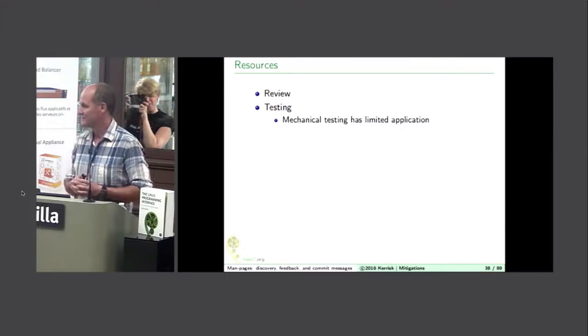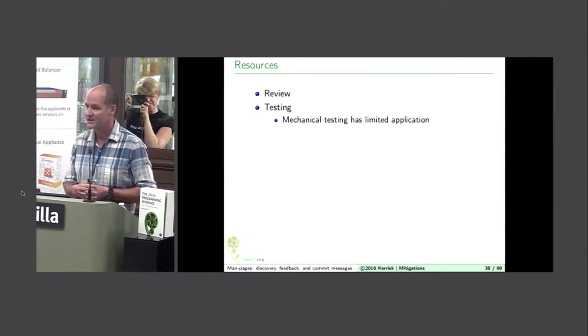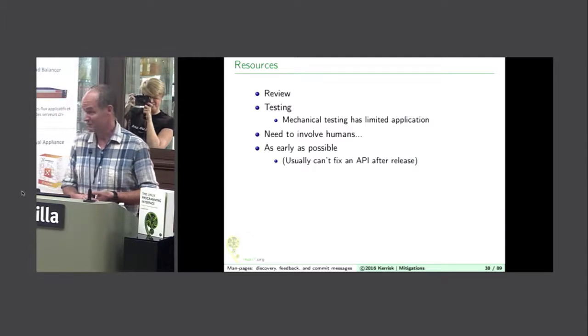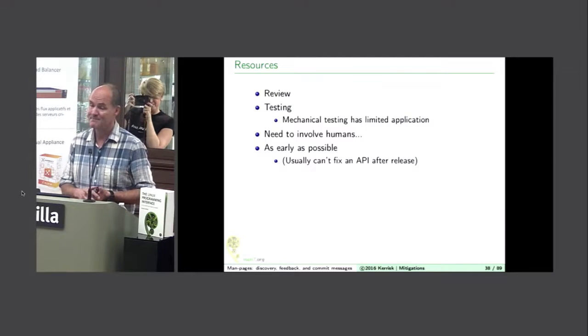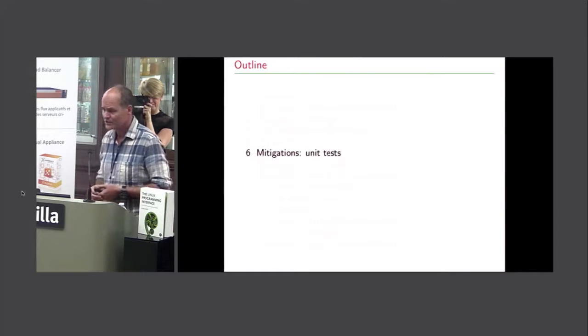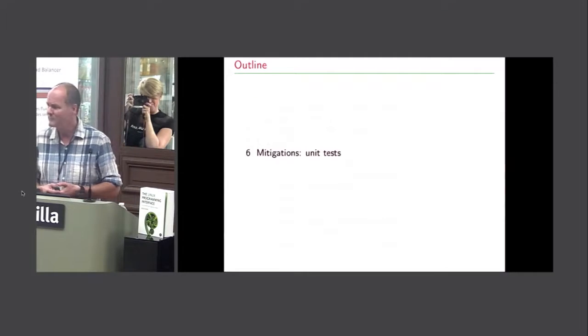I think mechanical testing, just by the way, has pretty limited application here. Really, this requires human beings to think about both of these things. And we need those human beings involved as early as possible, because if it happens late and the API is already released, the game's over. So there's some obvious mitigations.